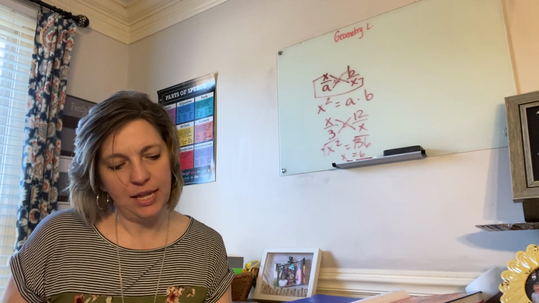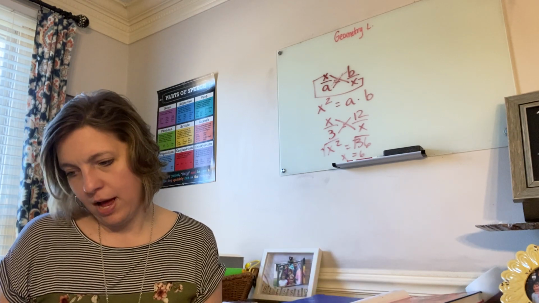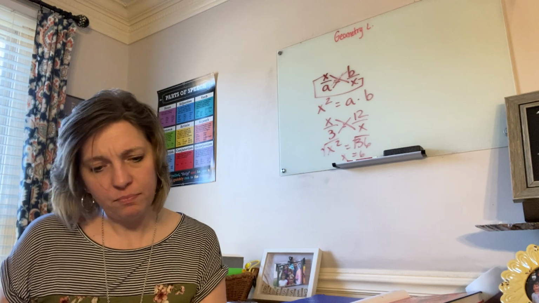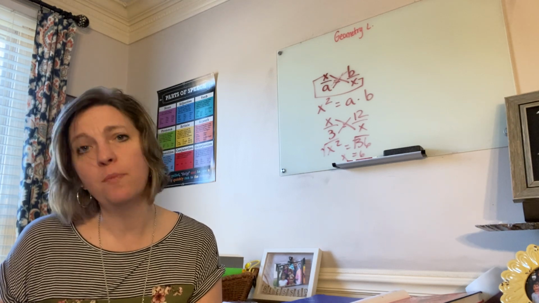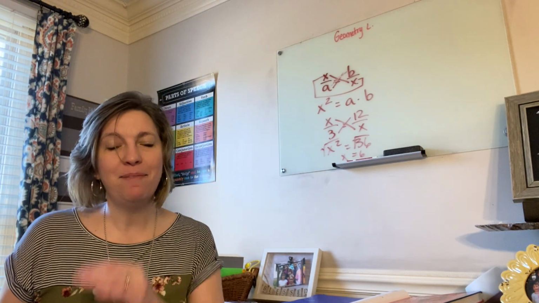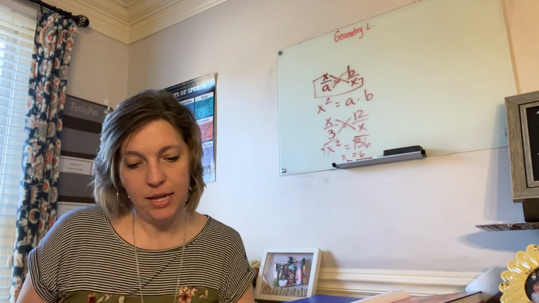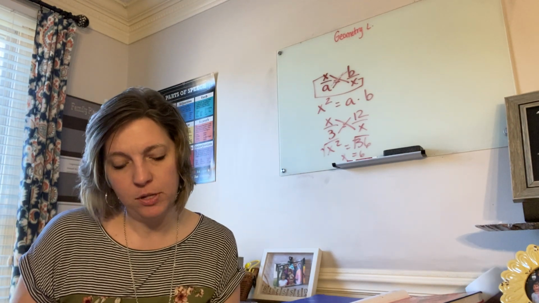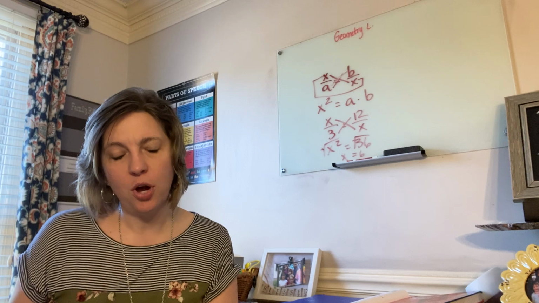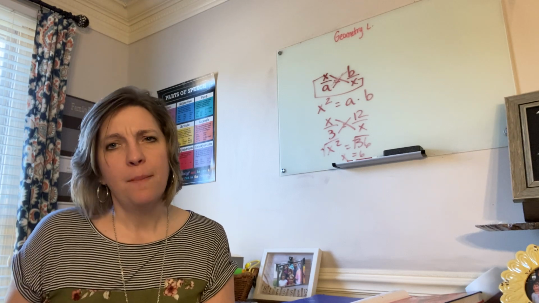Let's take a look at our lesson practice for lesson 50. And that begins for us on page 330. It starts out by saying, name the similar triangles. So you're just showing the similarities between those.